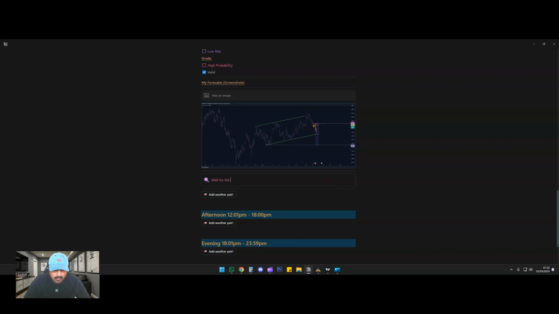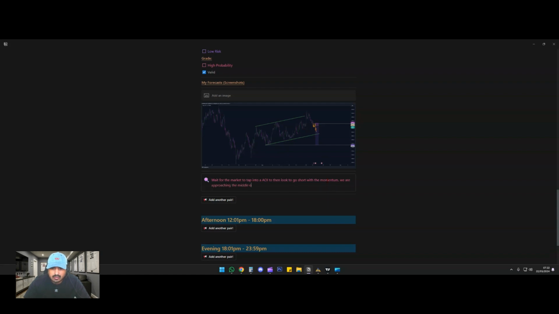So waiting for the market to tap into an AOI, area of interest, to then look to go short with the momentum, right? We are approaching the middle of the open range, right? Open range is just basically from this point to this point. This is not really in any way the most accurate structure. We don't know if this is even it. It's kind of in the middle of nowhere, tapped into that hook point as well. So it's an open range.